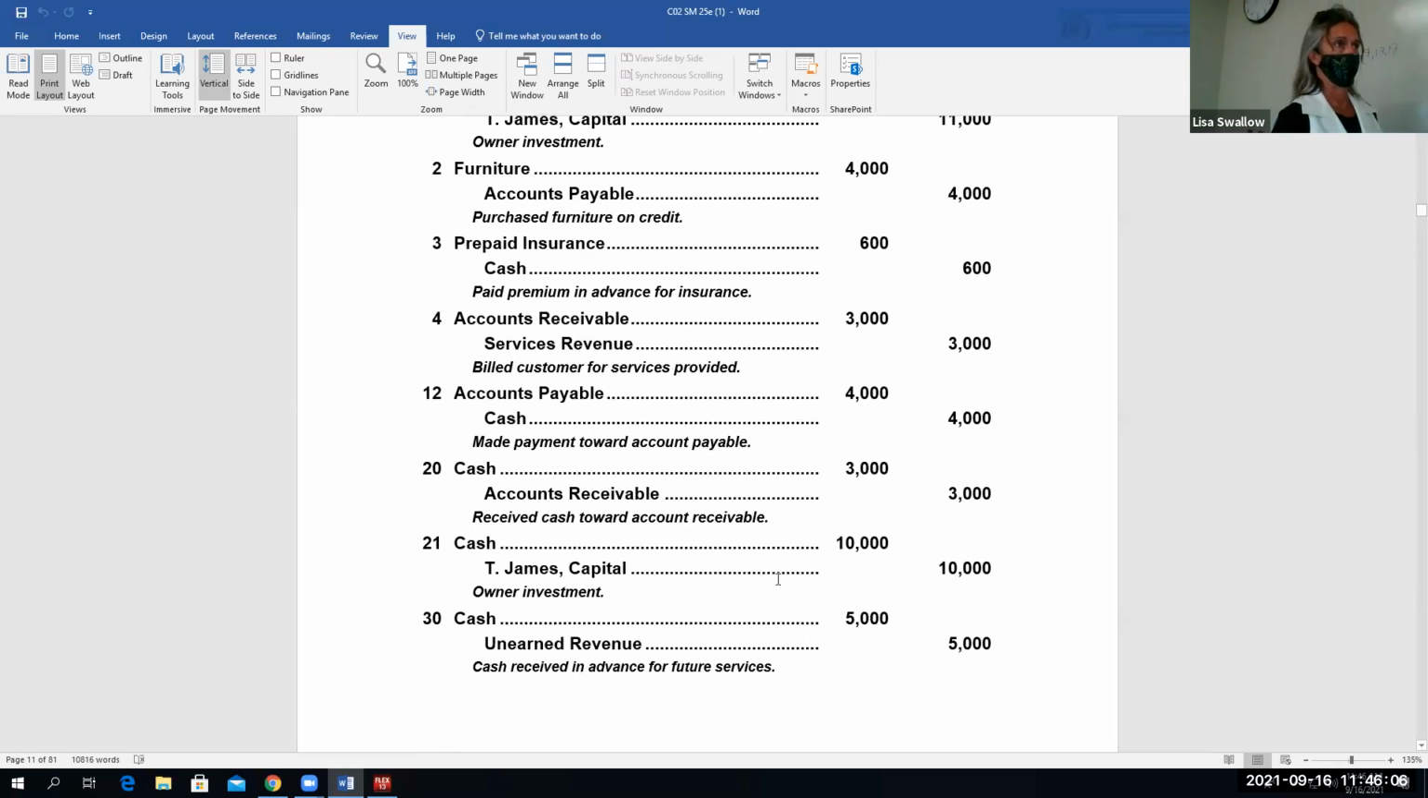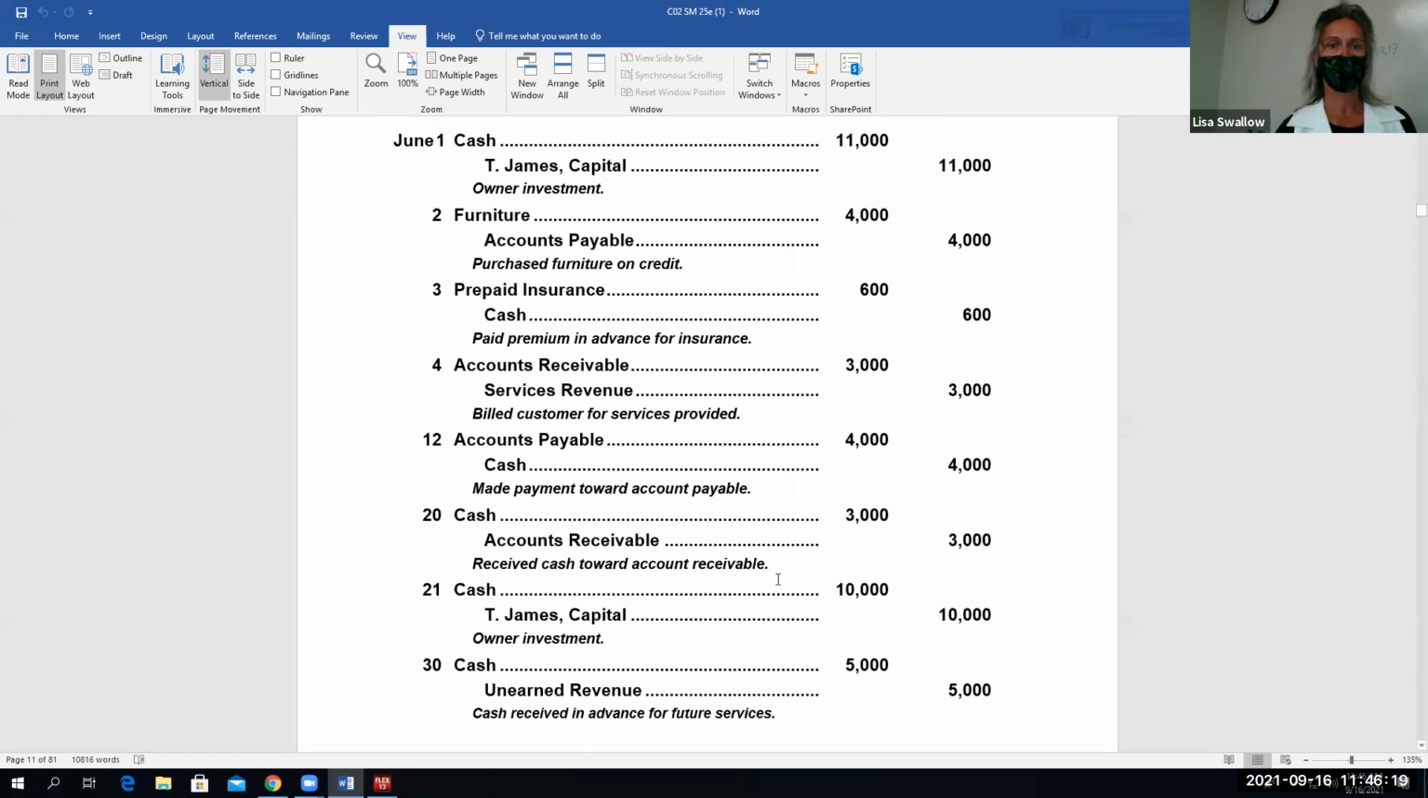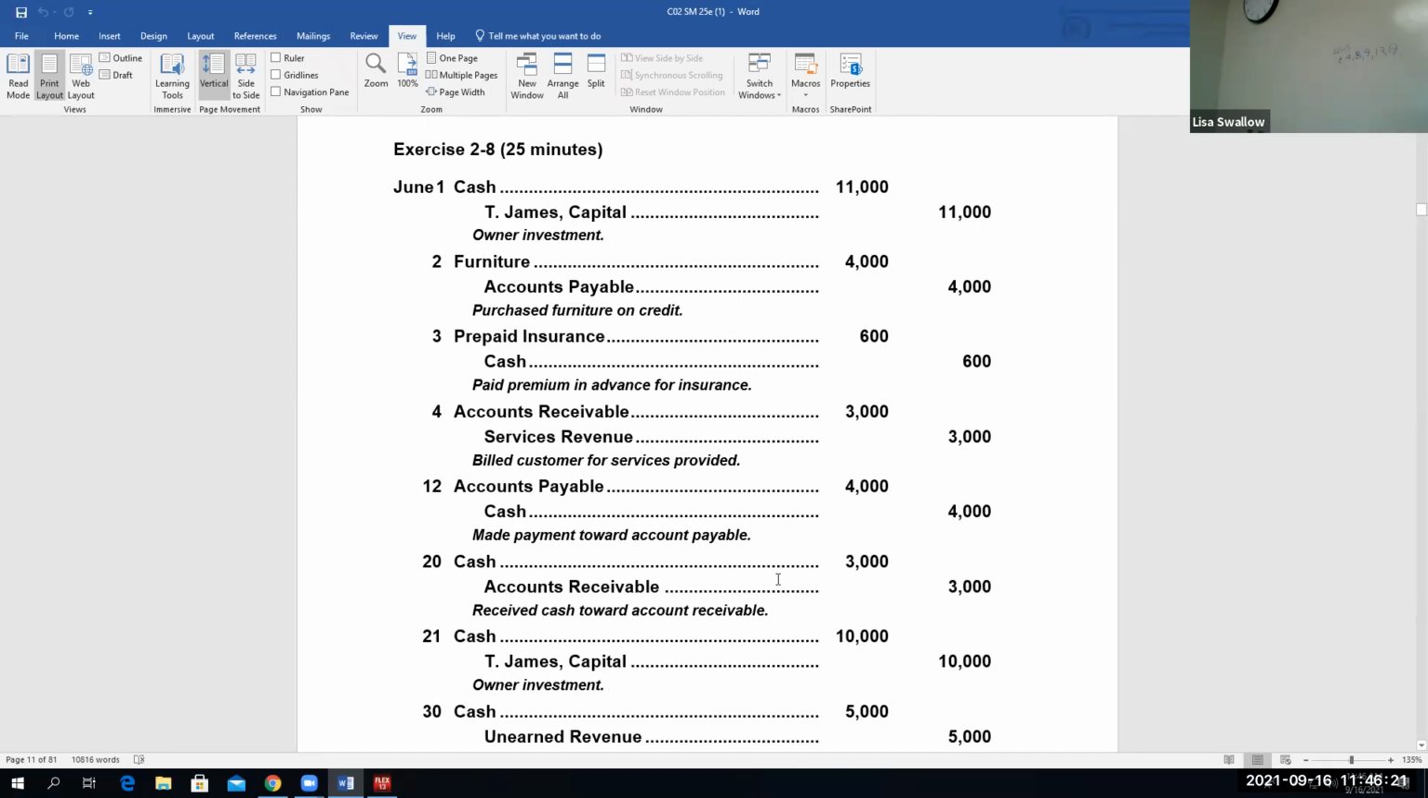Okay. Could you post these right now if I put up the T accounts? Post them. Let's set up a T account for cash and post them. You're going to need to make it pretty big because we've got a number of transactions, right?